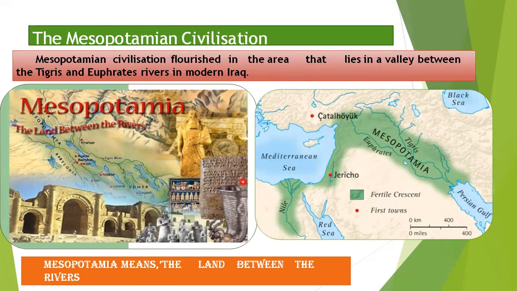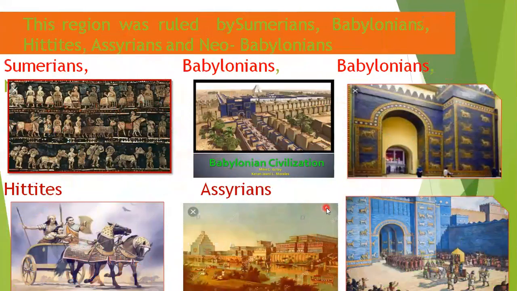What do you mean by Mesopotamian civilization? The Mesopotamian civilization flourished in the area that lies in the valley between the Tigris and Euphrates rivers in modern Iraq. We can see the Mesopotamian civilization in between the Tigris and Euphrates rivers, and that land is known as Mesopotamia. So, what does Mesopotamia mean? Mesopotamia means the land between the rivers. The land between the two rivers is known as Mesopotamia.